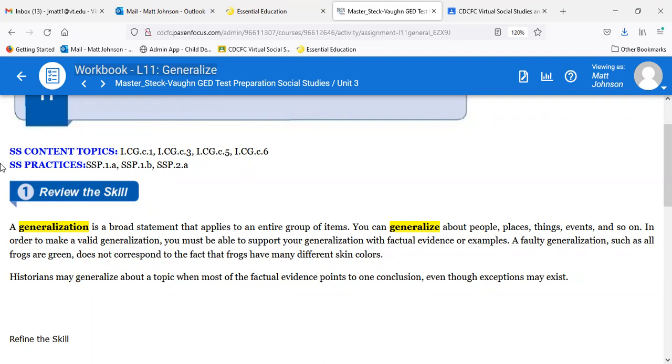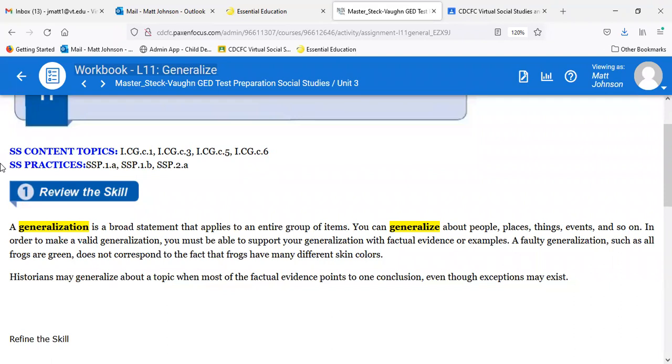A faulty generalization, such as "all frogs are green," does not correspond to the fact that frogs have many different skin colors. That's what we're talking about here. That's why you want to limit how much you use them. You want to make sure that it speaks to an entire group when you do.